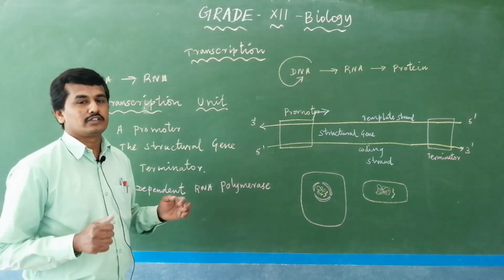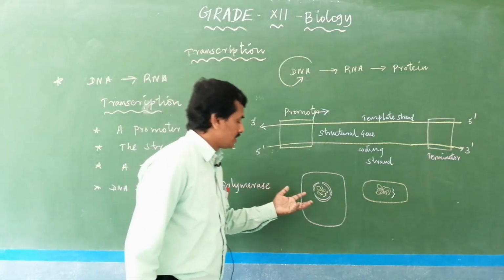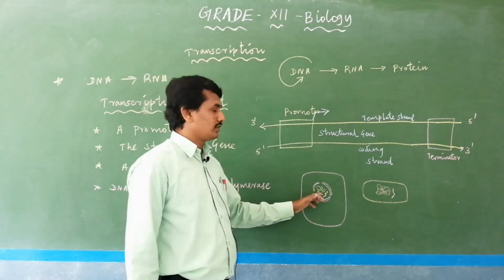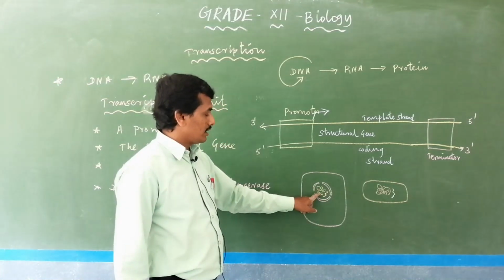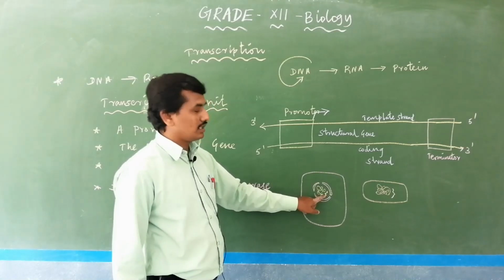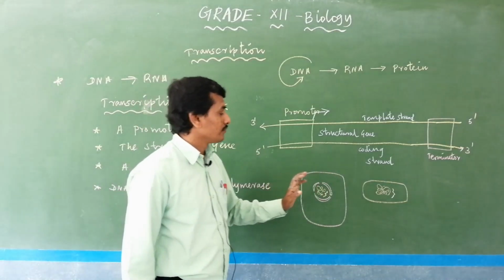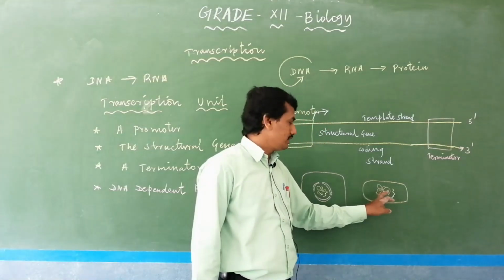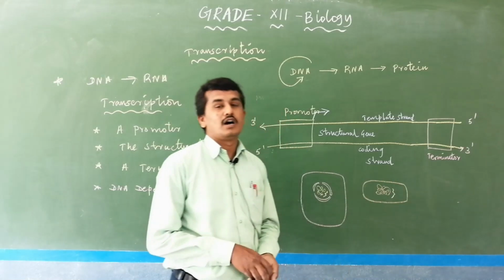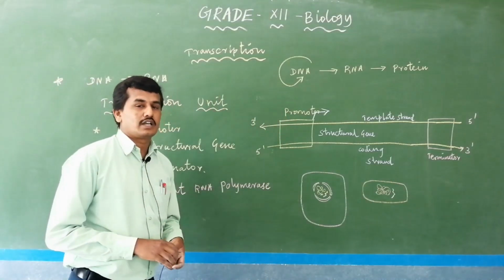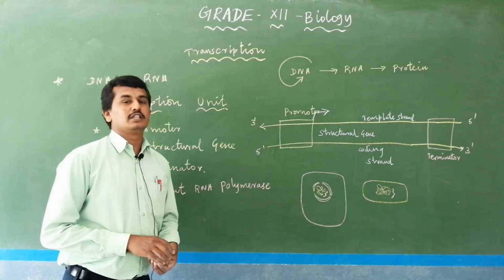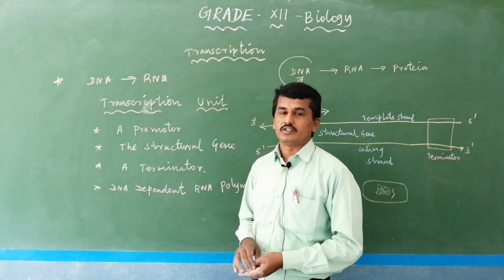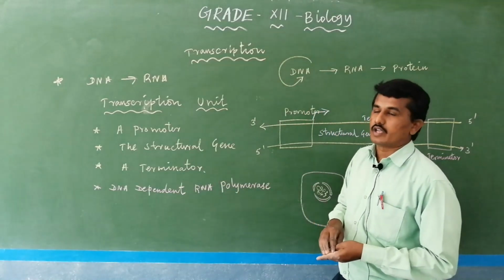The procedure is known as transcription. Transcription takes place in the living cell. In eukaryotic cells it takes place inside the nucleus, and the chromatin forms RNA after transcription. In prokaryotic cells, in the nucleoid region, the DNA is converted into RNA. So DNA is converted into RNA inside the nucleus or in the nucleoid region. The process taking place in the living cell is transcription.